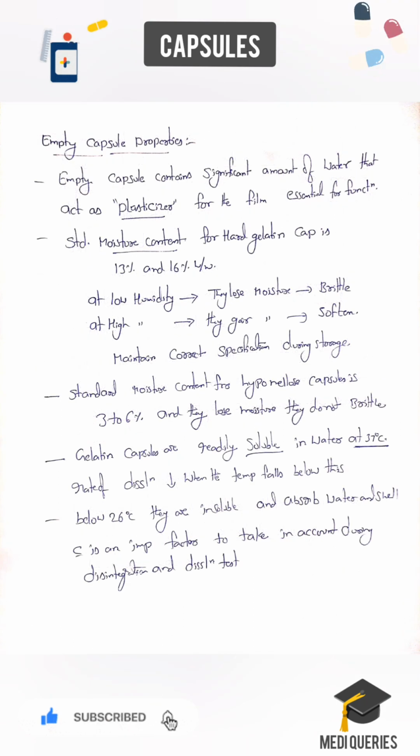Empty capsule properties. So here empty capsules mainly contain a significant amount of water that acts as a plasticizer for the film, essential for the function. And a standard moisture content for the hard gelatin capsule is 13 to 16% weight by weight. At a lower level of humidity, what will happen? They lose moisture. As a result, the capsule gets brittle.